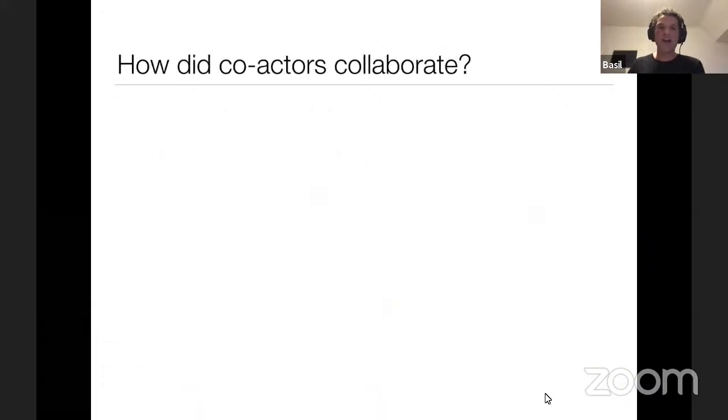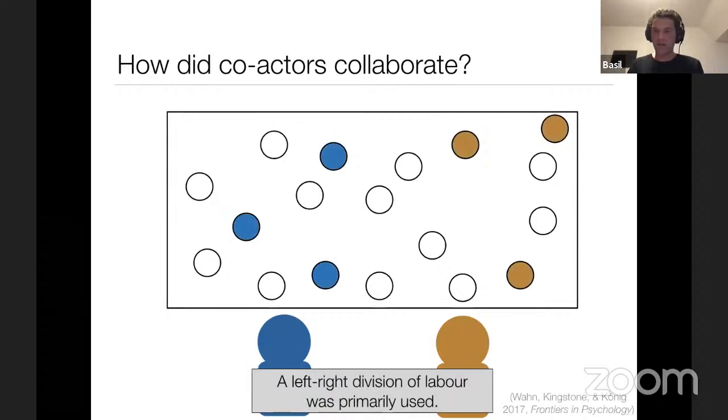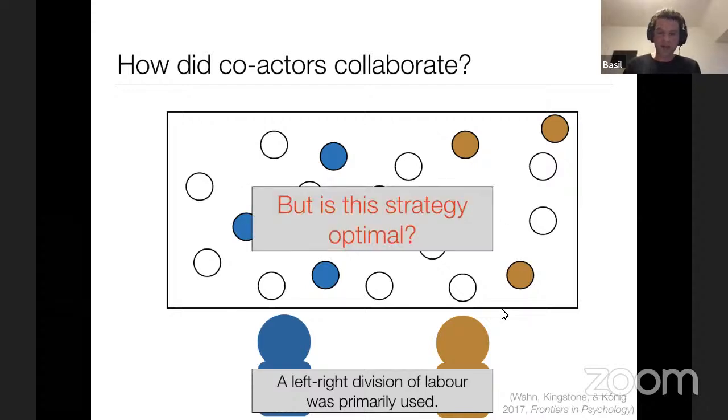Now we ask how did co-actors actually collaborate in this multiple object tracking task? And what they primarily used was a left and right division of labor. What I mean by that is, when you see those initial targets displayed, one co-actor would track the leftmost targets, and the other co-actor would track the rightmost targets. What we then asked in the next study was, is this strategy actually optimal?